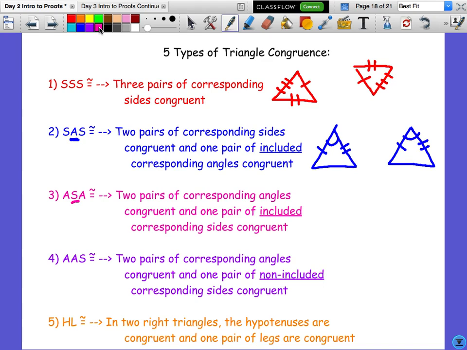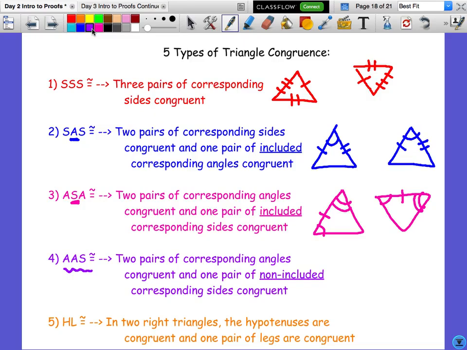So for the next one, we have the same sort of setup. We have the side in between 2 angles. So when we draw our 2 triangles again, you can make them look like whatever you want. We want to mark 2 pairs of corresponding congruent angles and 1 pair of included corresponding sides. So the side in between those 2 angles has to be marked congruent to the side in between those 2 angles.